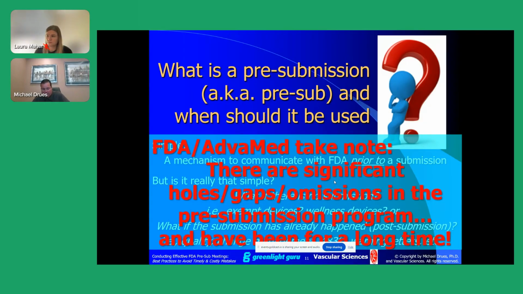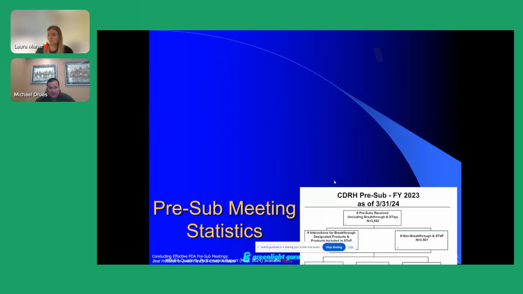Even though the pre-sub process has been around for a long time, there are some very significant holes or gaps or omissions. And quite frankly, I'm getting tired of pointing these out to FDA and to AdvaMed and to other organizations because things still haven't really improved much. So I'm mentioning that especially for those in the audience from FDA or other organizations. If you want to have conversations on how we can take the pre-submission process and make it better, I would be happy to do that.